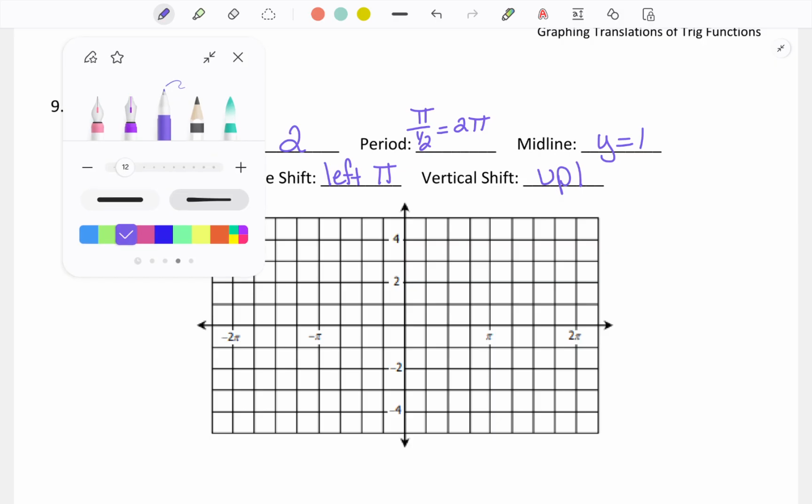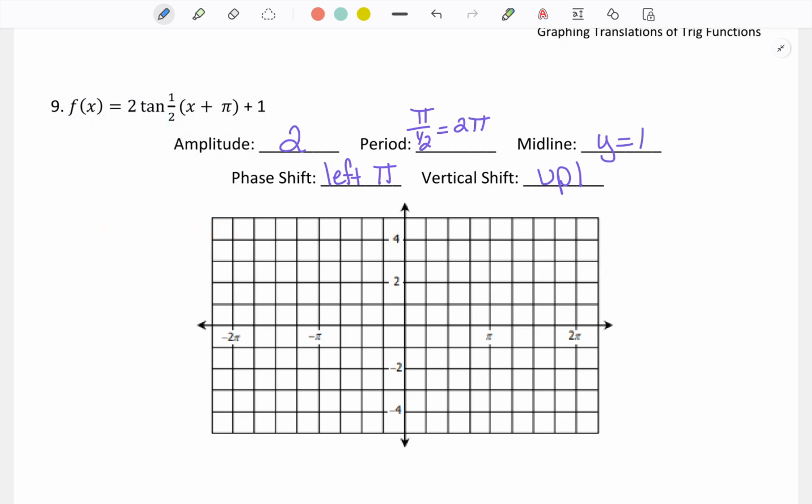So let's go ahead and draw in those new axes. So we're going to the left 4 units. So 1, 2, 3, 4. And then we're going to go up 1 unit. So we are going to draw in our axis there. So this is our new 0. This is tangent. So our pattern is middle, asymptote, middle.